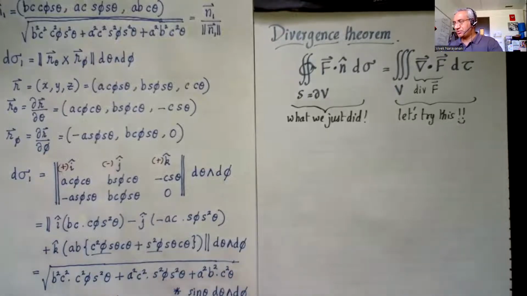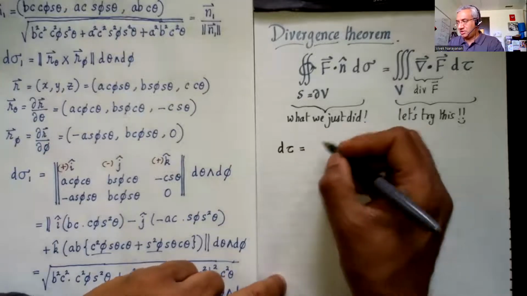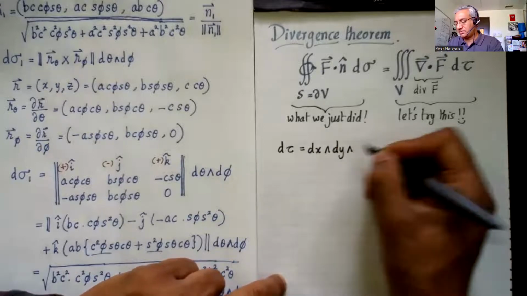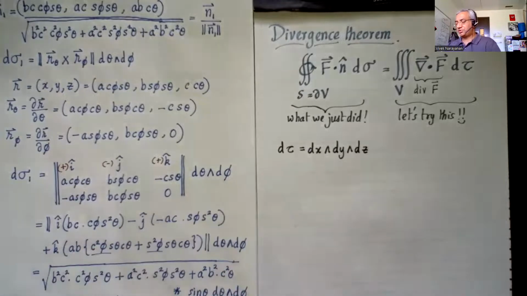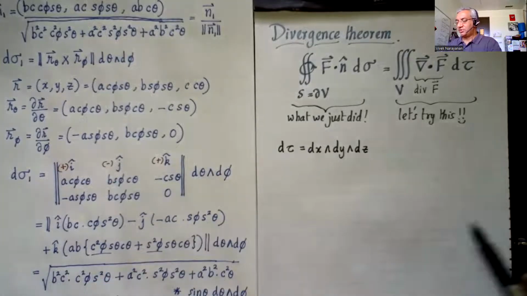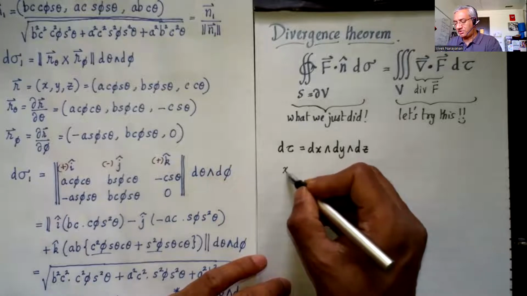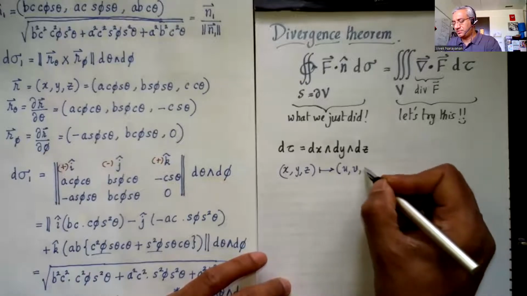So let us go about doing that volume element calculation. What is this d tau? Well, d tau is going to be dx wedge dy wedge dz. Pretty complicated triple wedge product, and we don't want to get into doing that. So what we'll do is a clever transformation. We'll change from the coordinates x, y, z to the coordinates u, v, w.